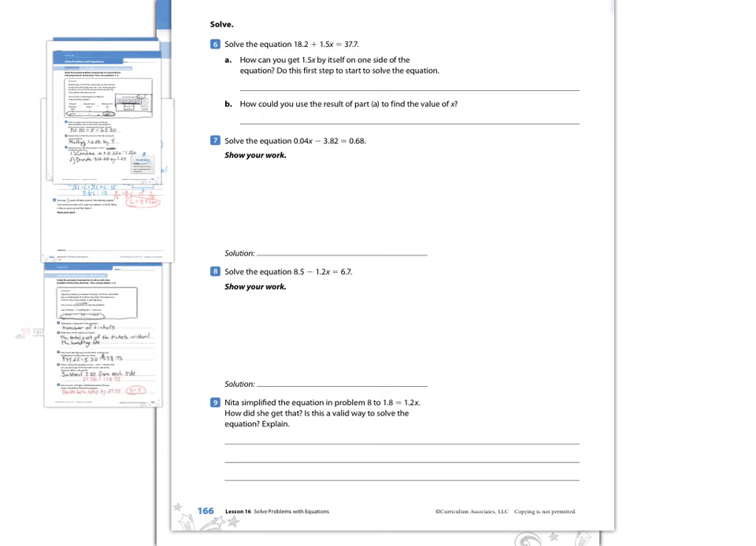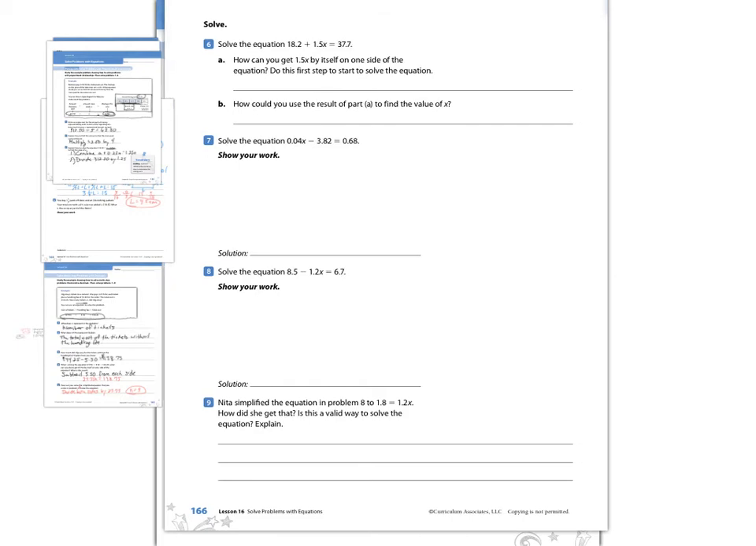Anywho, all right. Taking a look at page 166. Going down through, number 6, solve that equation. Letter A, how can you get 1.5x by itself? So once again, we're isolating the variable term, which means I need to get rid of this 18 and 2/10, or 18.2. So do this first step. How can we do it? We need to subtract 18.2 from both sides.